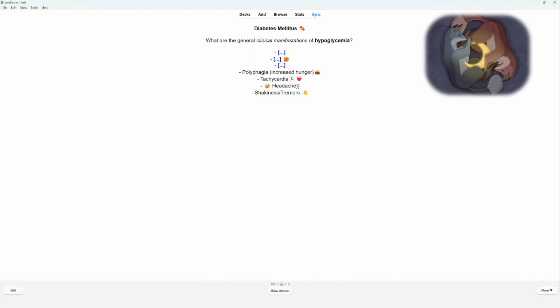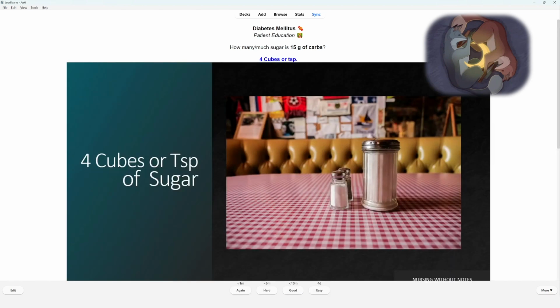Hypoglycemia, we've got weakness, fatigue, blurred or double vision. Sugar packets, sugar is 15 grams of carbs. Is it 4 packets? 4 cubes or teaspoons. Okay.